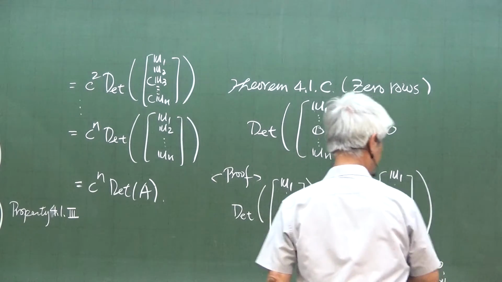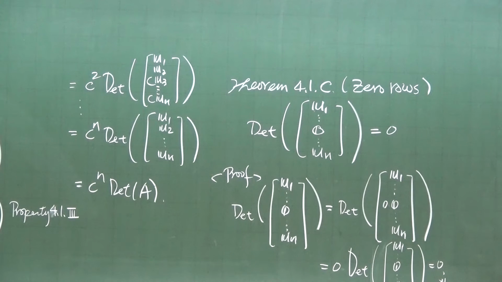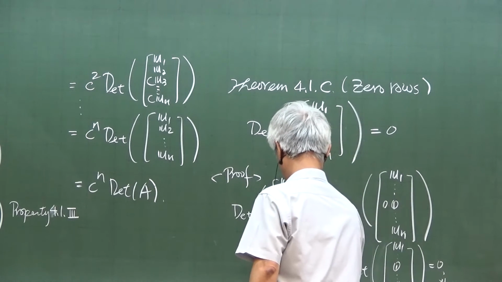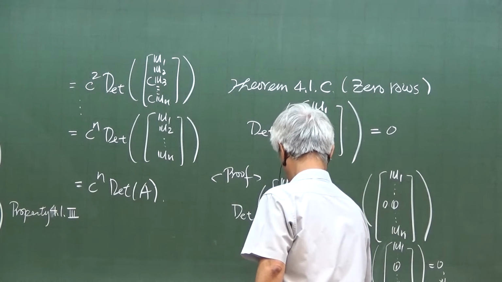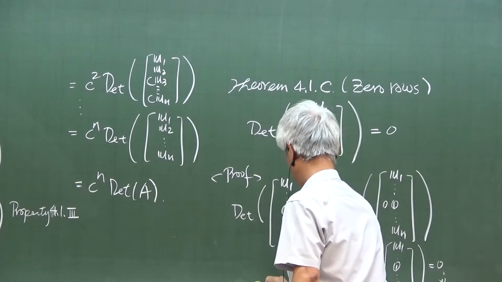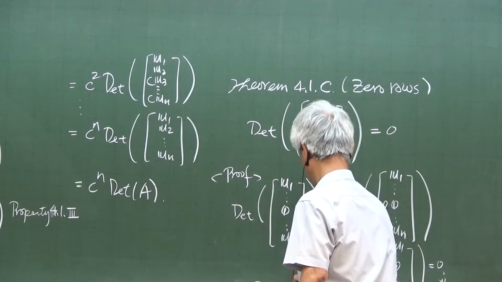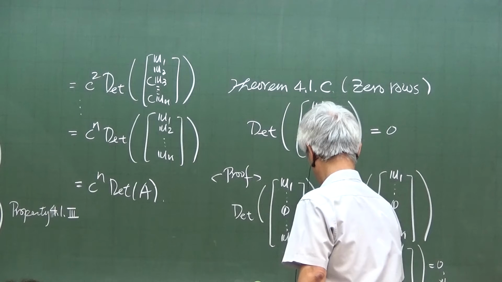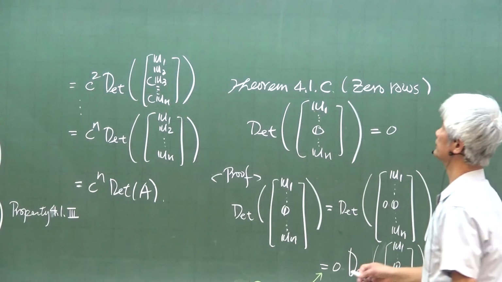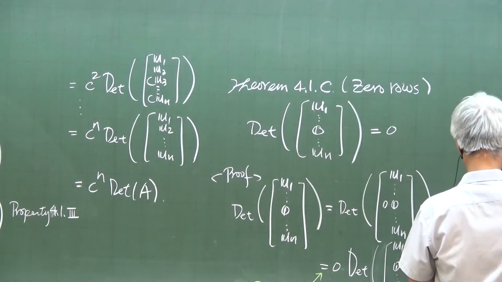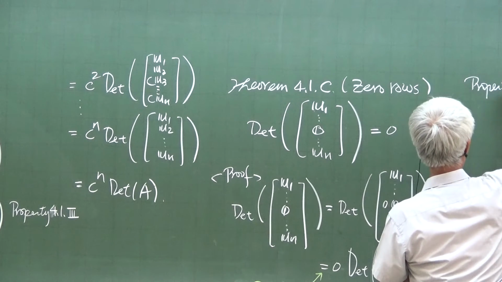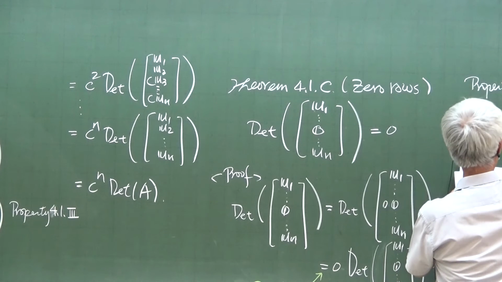And here we apply, we are using property 4.1.3. Okay, there. Property 4.1.1.